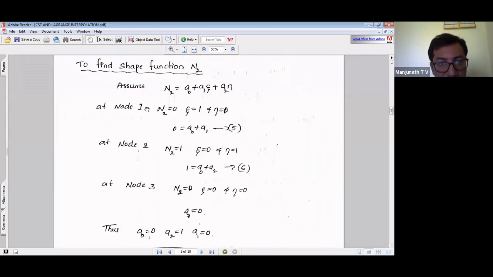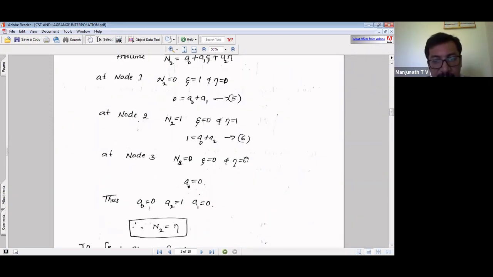So at node number 1, the zeta value is 1 and the neta value is 0. Substitute these three values again in this equation, and you are going to get equation number 5. Similarly, at node number 2, the N2 value is 1, and the zeta and neta values you know: zeta is 0 and neta is 1. Substitute these three values in the above equation, and you are going to get 1 equal to a naught plus a2, as equation number 6.